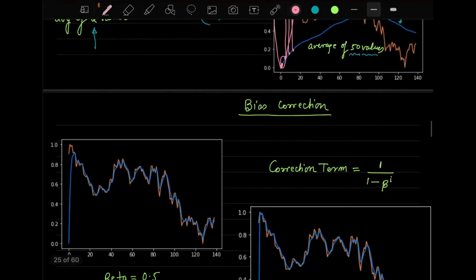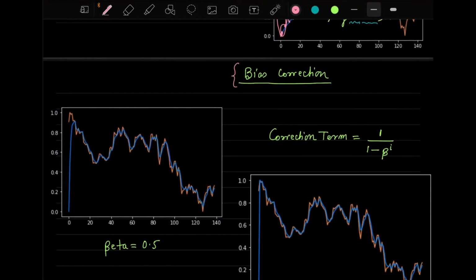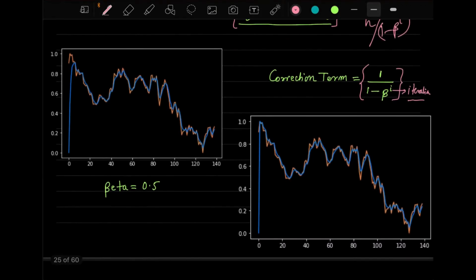So in order to avoid this problem, we come up with the concept of bias correction. So bias correction is nothing but you actually have a correction term that has to be applied on this iterative equation that we have discussed earlier. And what we do is, whatever value of h you obtain, you divide it by 1 minus beta to the power I, where I is the iteration number. So once you obtain the value of h, if you divide that value of h by 1 minus beta to the power I, then you will get the plots which are given over here. As you can see, this is the old plot and this is the new plot now with bias correction.